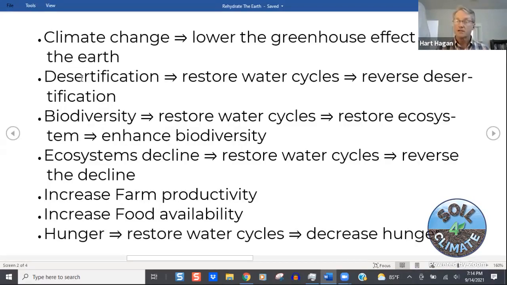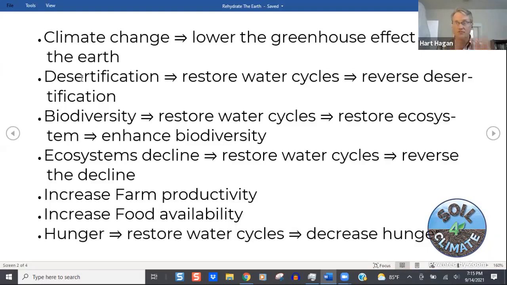Next item here is desertification. So desertification is a problem to be solved. If we restore water cycles, then we can reverse desertification. One way that happens is by proper management of grazing animals, because grazing animals graze on places that were historic grasslands. Not all of them, some of them used to be forest, and that's another story. But the areas that historically were grasslands can be revived as grasslands.